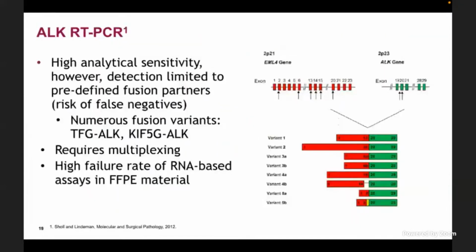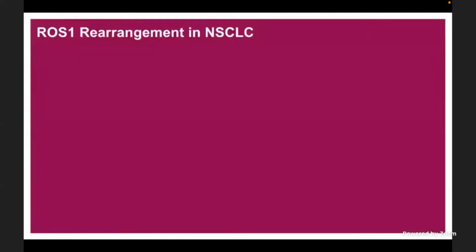In terms of RT-PCR, there are a few challenges. Some alterations in the fusion, like there will be some variants which might be missed, and it requires multiplexing. So there are a lot of technical challenges when RT-PCR is performed with ALK. So for now, I think most of us are convinced that we do IHC for ALK as well.